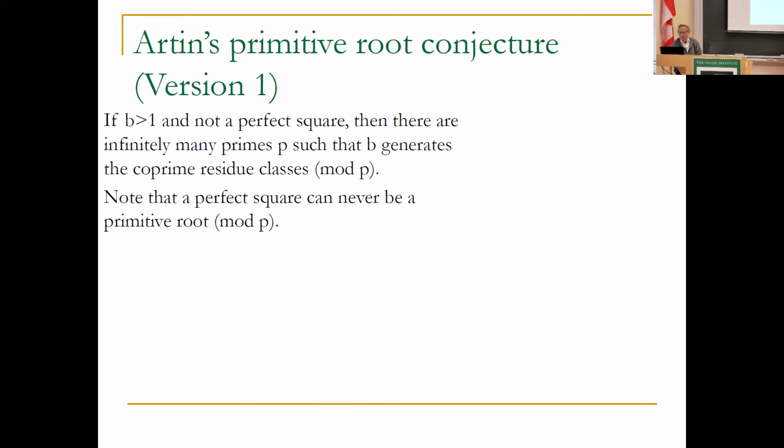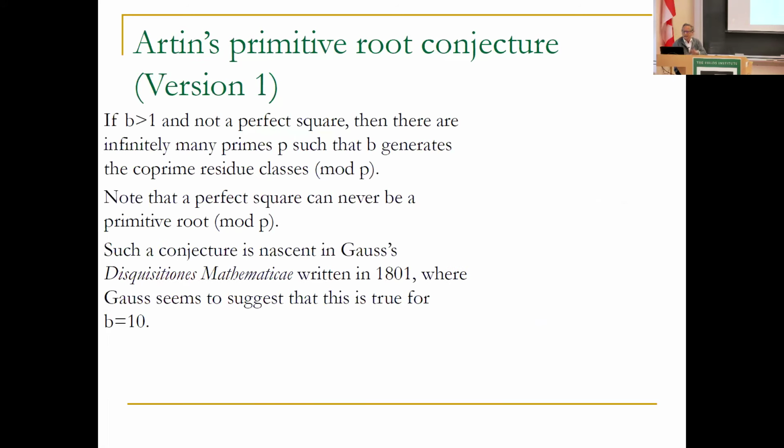Note that a perfect square can never be a primitive root, because it already is a square, and so it can only at most generate a subgroup of index 2. So that has to be ruled out. Now, such a conjecture is nascent in Gauss's Disquisitiones Arithmeticae. Oh, so it's not mathematics, it's arithmetic. Sorry, I made a mistake. Written in 1801, where Gauss seems to suggest that this is true for b equals 10. Gauss doesn't actually make an explicit conjecture, but he's kind of dancing around it.